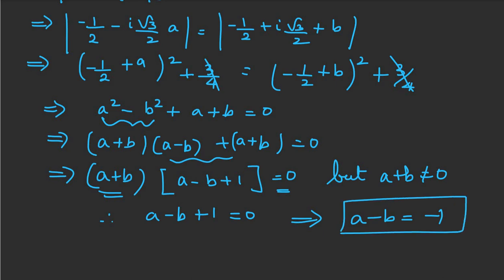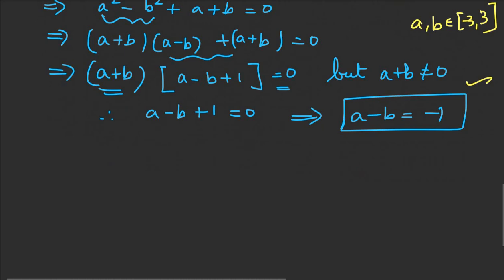Therefore, a minus b plus 1 is equal to 0, which gives us a minus b is equal to minus 1. Now we have to take the sets of values for a and b from the closed interval minus 3, 3, such that it satisfies the given condition a minus b is equal to minus 1. Now let us take the sets of values. If a is equal to minus 3, we get b is equal to minus 2.